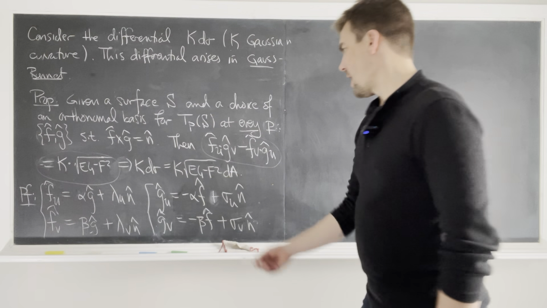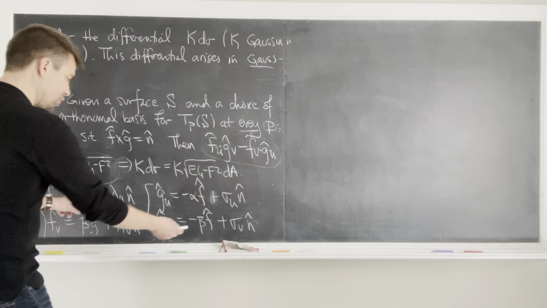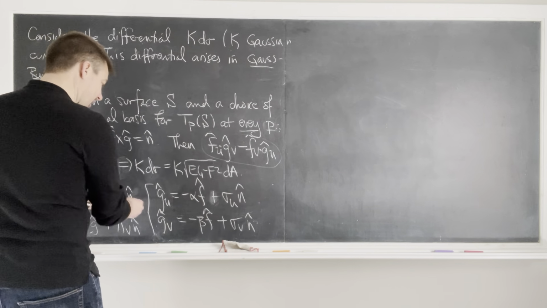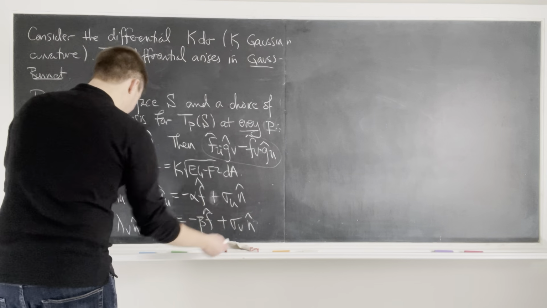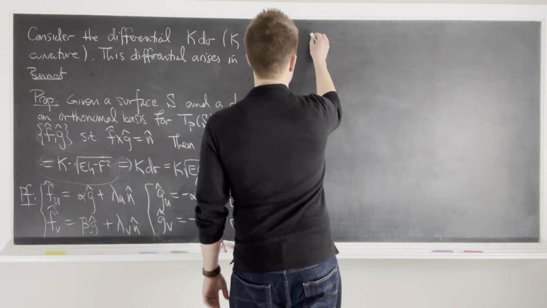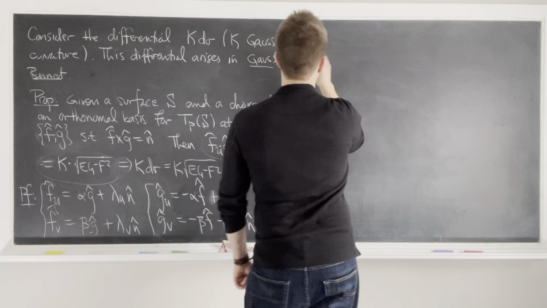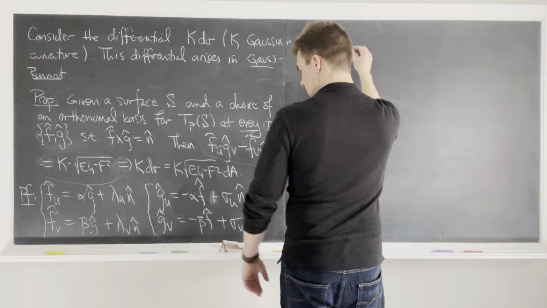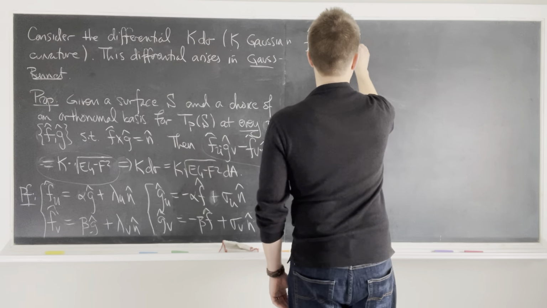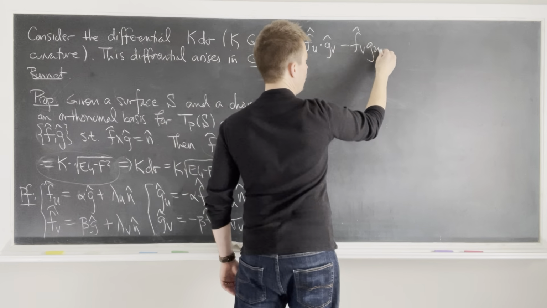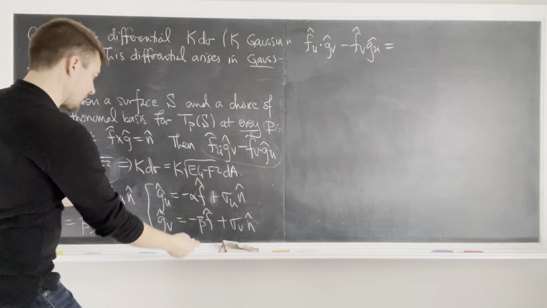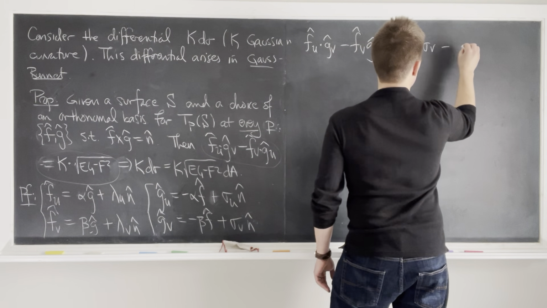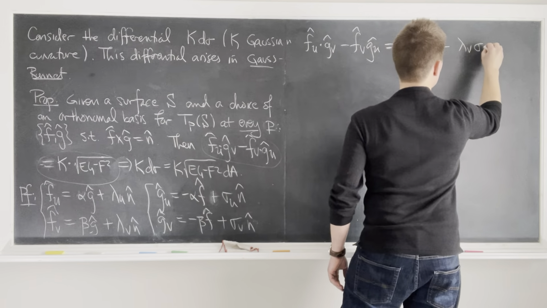So what is f_u dot g_v? Well, g dot f is going to be 0, g dot n is going to be 0, and so those terms are 0. So n dot f is going to be 0, and then this dot is going to be 1. So in other words, we have f hat_u dot g hat_v minus f hat_v dot g hat_u, which is exactly going to be lambda_u sigma_v minus lambda_v sigma_u.